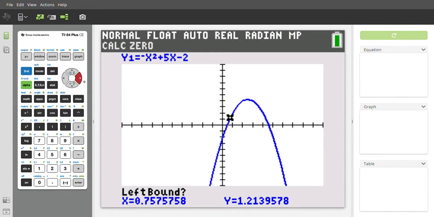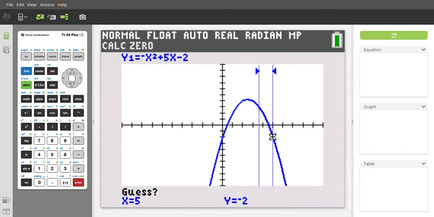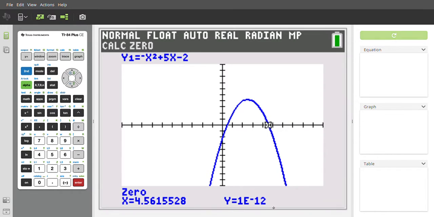Okay, now I'm going to find the second one. I need to build my left boundary, so I'm going to get closer first. I'm putting up my wall on the left side, and my wall on the right side. The calculator is going to search between those two walls for the 0, which is 4.5615528.